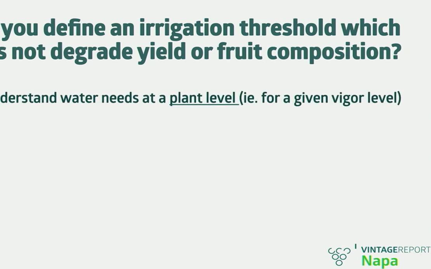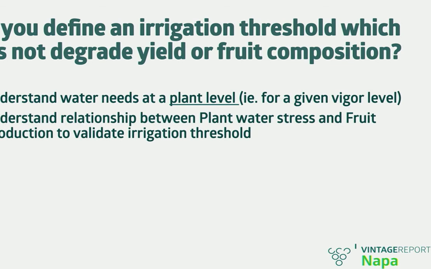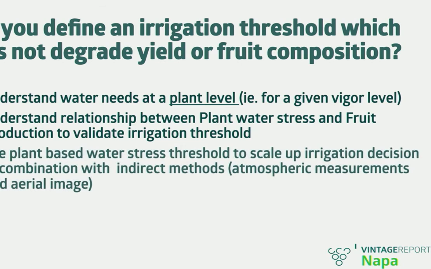So in that concept, we are going to discuss if we can define different irrigation thresholds that still do not degrade yield or fruit composition by understanding water needs at a plant level, understand from there the relationship between plant water stress and fruit production to validate that the new irrigation threshold is not jeopardizing vineyard production. And from there, we'll elaborate within an analytical framework how we can use those plant-based thresholds to refine and scale up irrigation decisions by leveraging aerial images and atmospheric measurement.